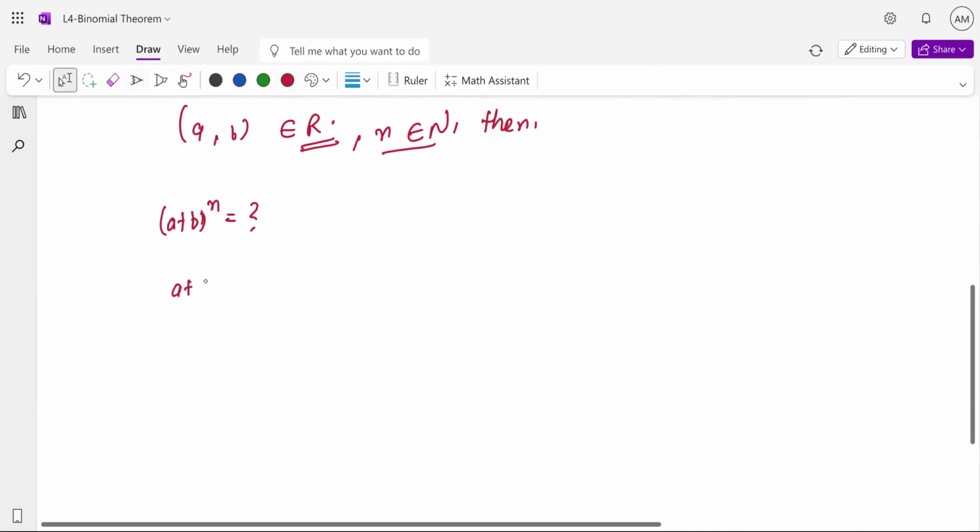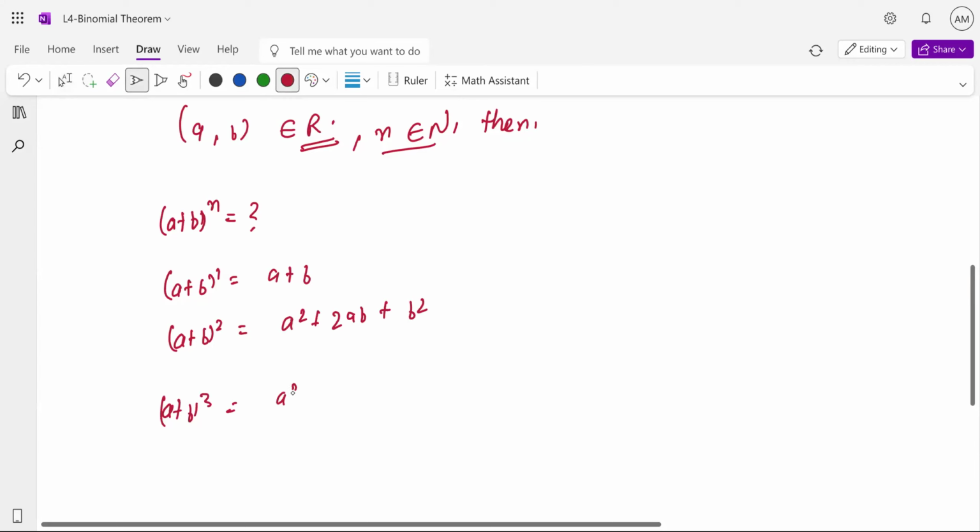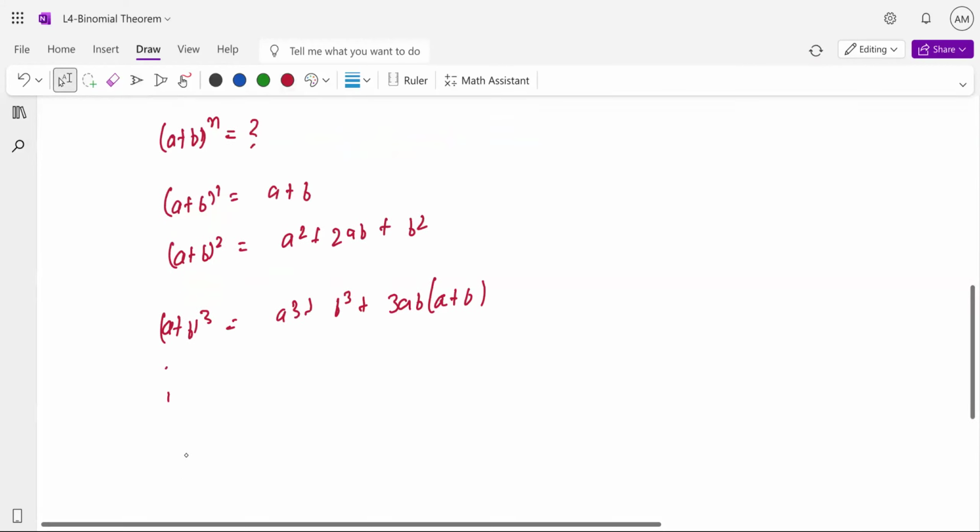I know what a plus b to the power 1 is. It is nothing but a plus b itself. What is a plus b to the power 2? a square plus 2ab plus b square. What is a plus b to the power 3? a cube plus b cube plus 3ab(a plus b). But how long will you remember all these things? Here comes a twist. We come up with a proper formula for that.